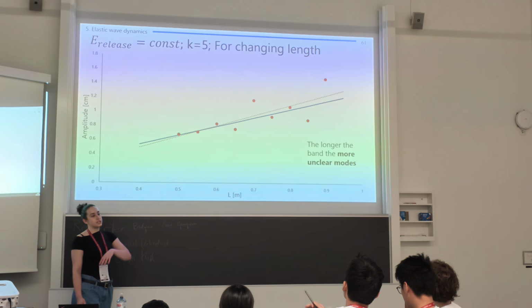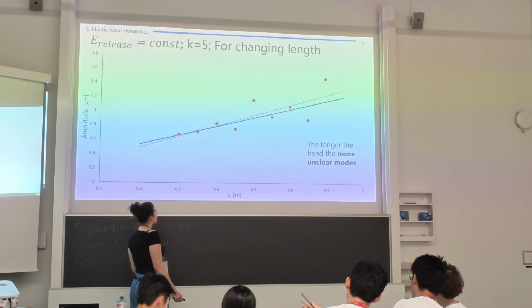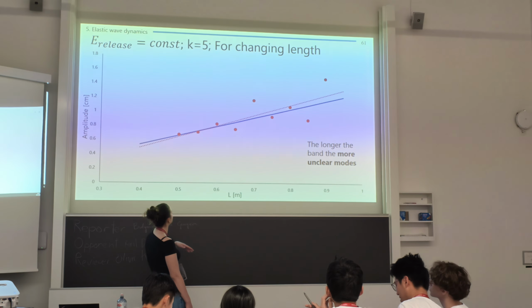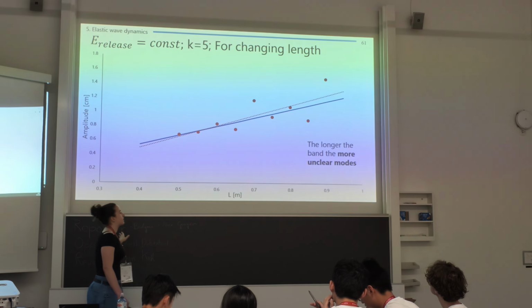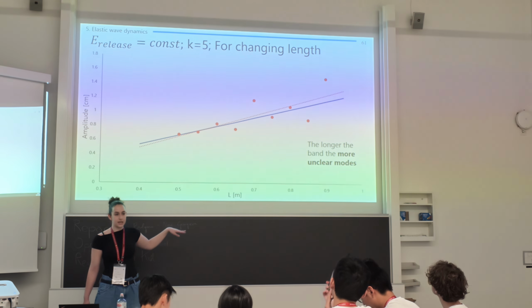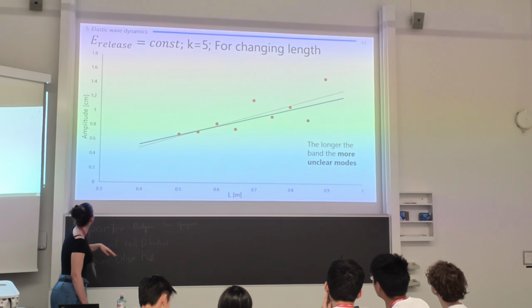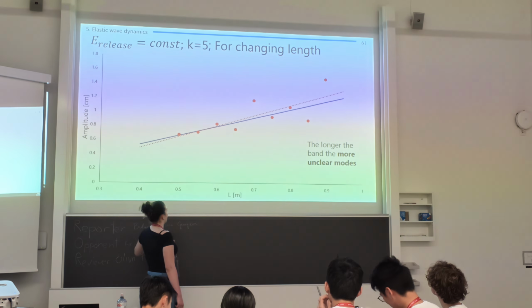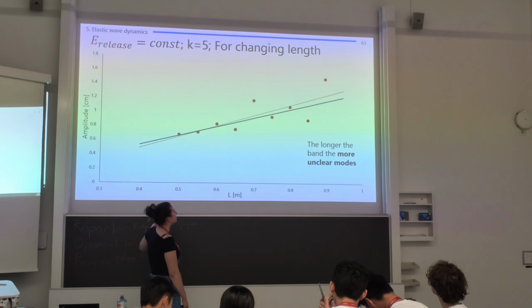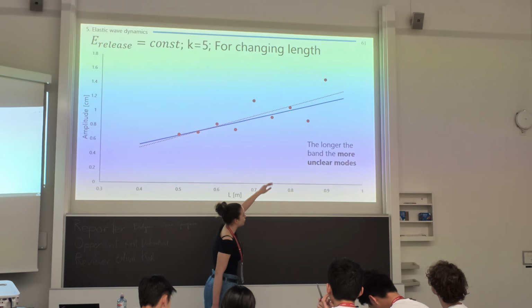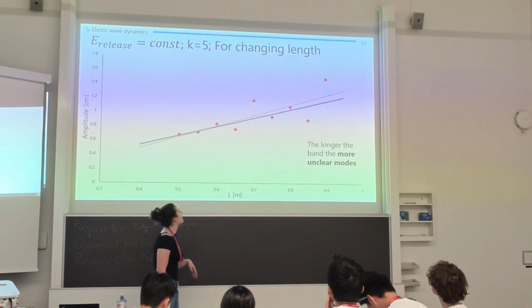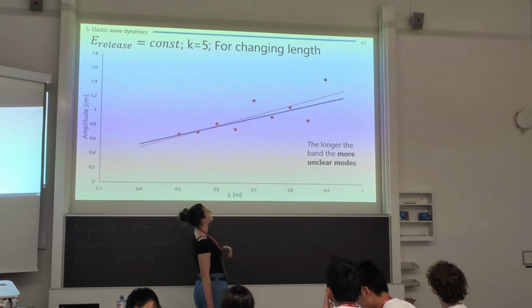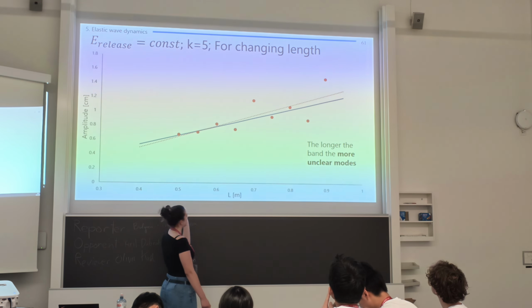So for this, we kept the release energy constant, and the length itself is varied. We can see the amplitude, in which the blue one is the theory of the angular momentum, and the red one is a fit. So we can see that it's pretty close.